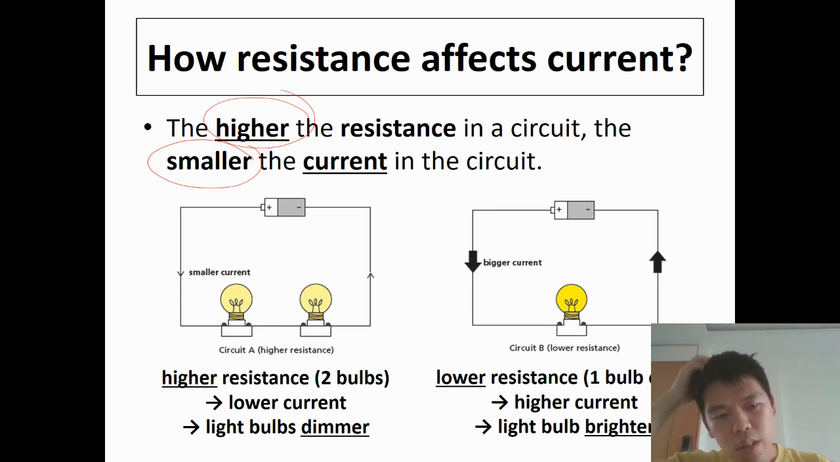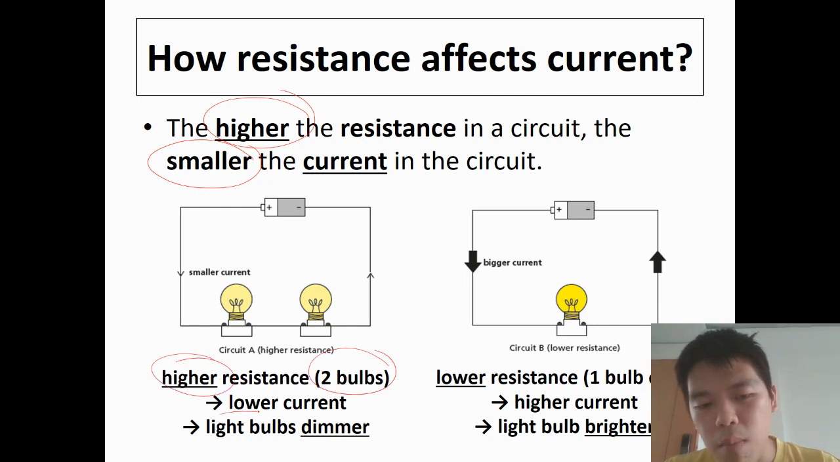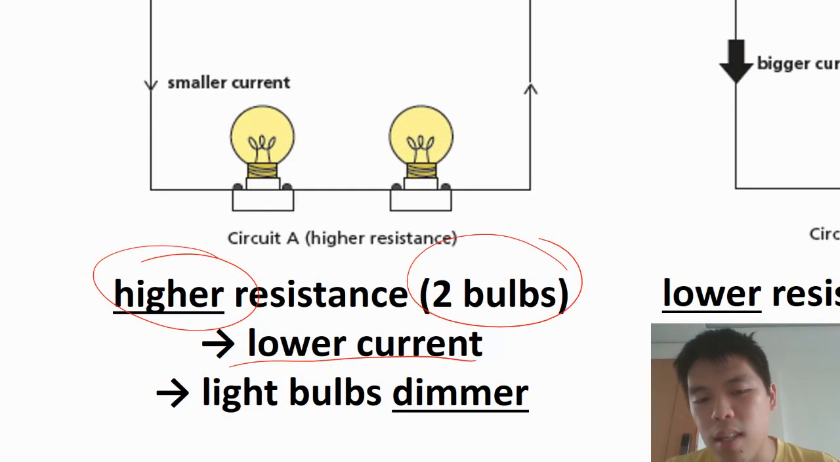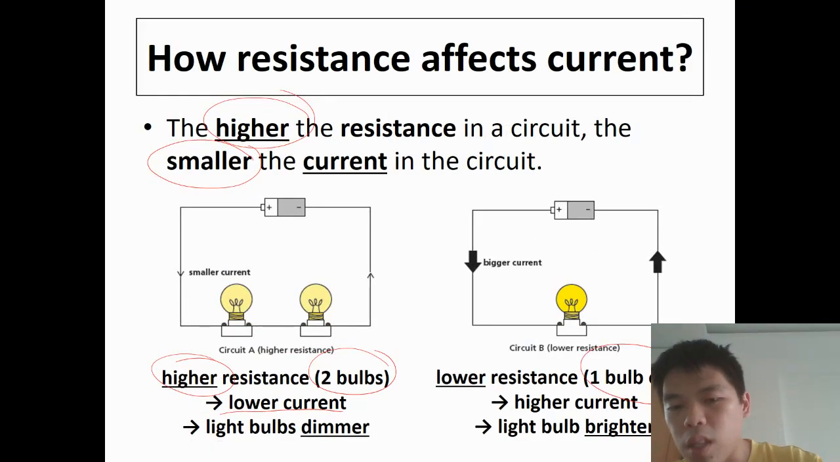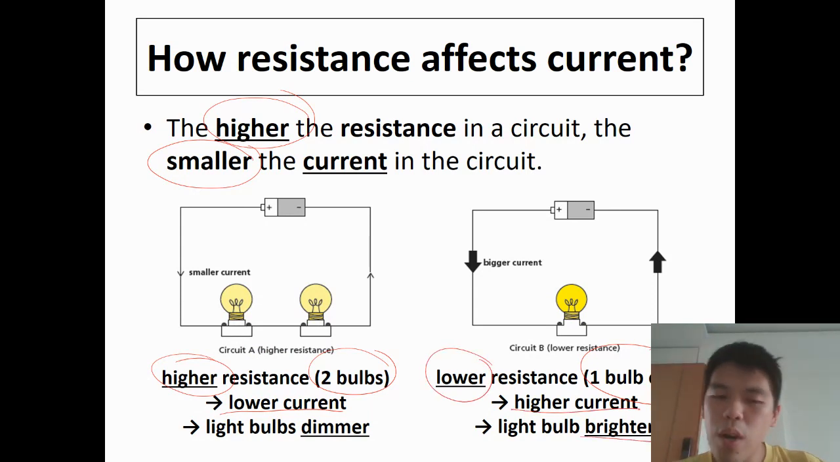Okay, let's look at an example here. If we have two bulbs here, the resistance is higher, that means there'll be a lower current, and the light bulbs will be dimmer. If we have one light bulb only, then the resistance will be lower, higher current, and the light bulb will be brighter. So your brightness depends on the current flowing through.